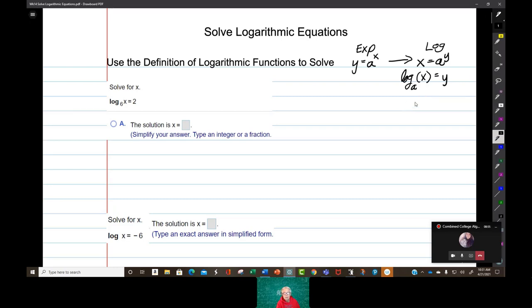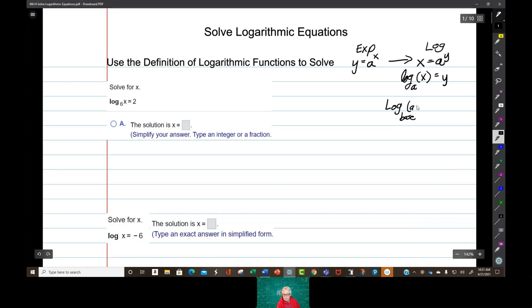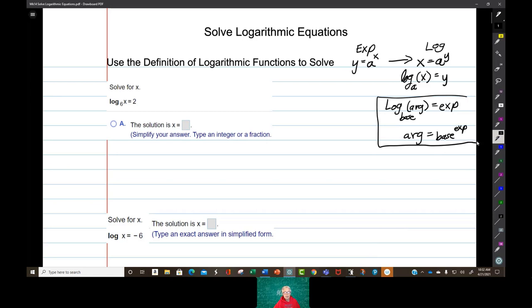Okay, so if we put this in the form of words, you've got log base argument equals exponent. So when you use the definition of a logarithm, what you're really doing is you're saying the argument equals the base raised to the exponent. And these two equations are exactly equivalent, they're just finding different things. They're like two different formulas for the same basic topic.